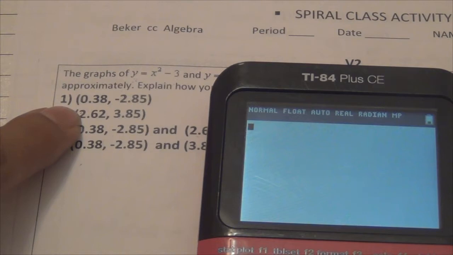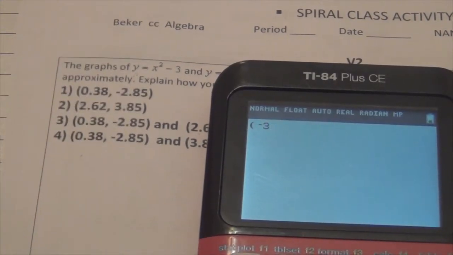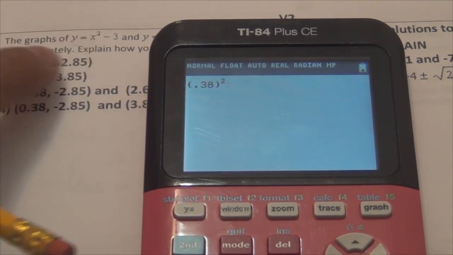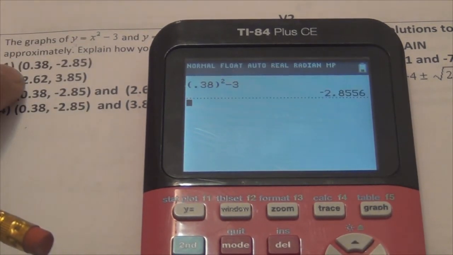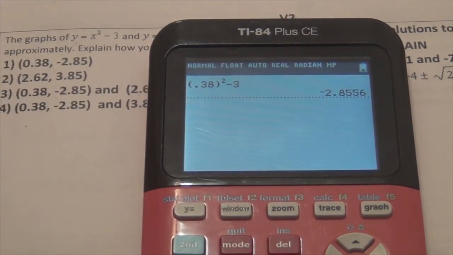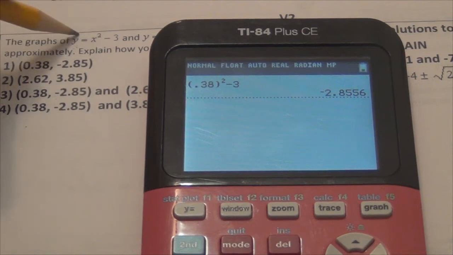So x squared, that would be 0.38 squared, minus 3. And look what I get. I get negative 2.85. So this one checks on this equation.